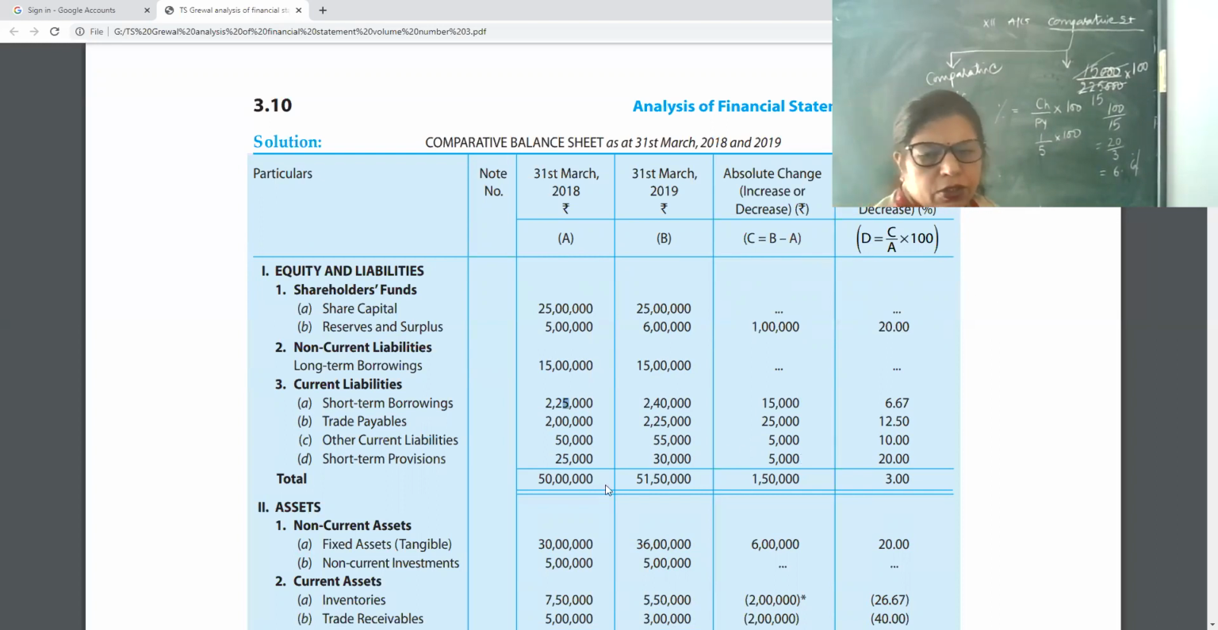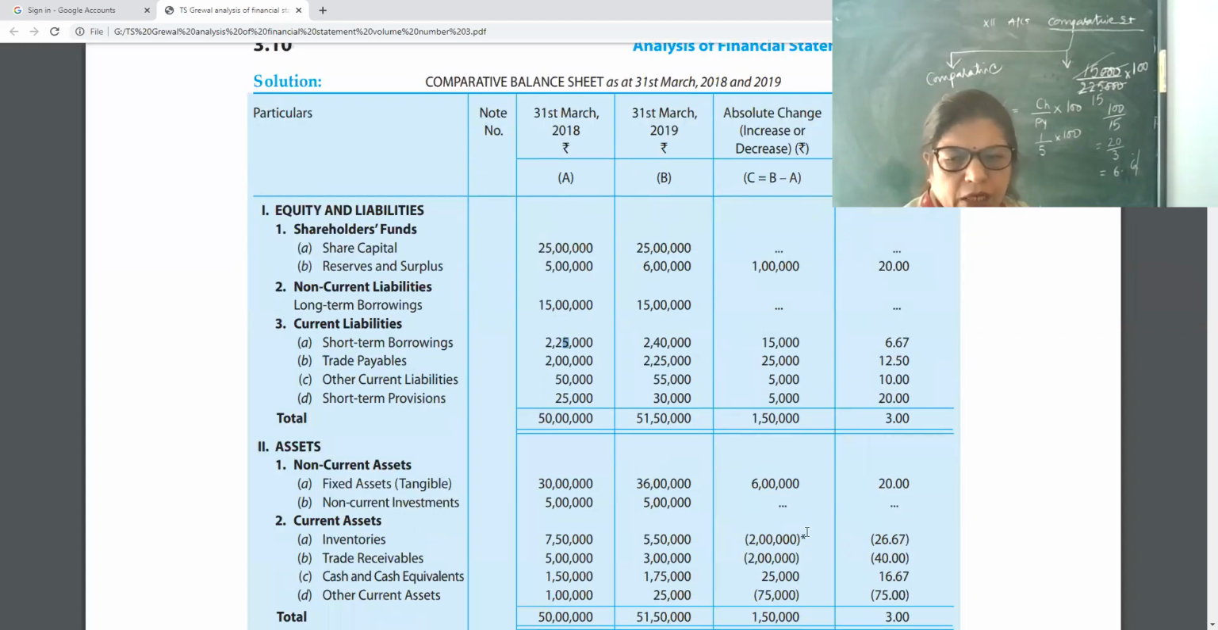For this one also, 50 to 55, 5,000 is increasing. So how to calculate percentage? 5 upon 50 into 100. Same here, 25 upon 2 lakh thousand into 100. Here, 5,000 upon 25,000 into 100. Here, 1 lakh, don't do the total. 1 lakh 50 upon 50 into 100. Now next.